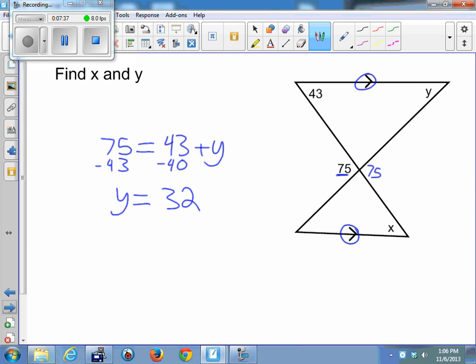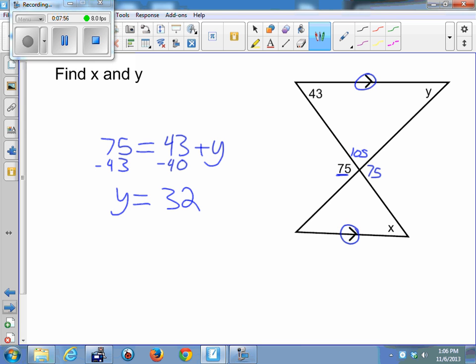All right, but you don't have to do it that way. There are a lot of different ways you can do it. This is 75, so that means this is 105. And then you can do 43 plus 105 is 148. 180 minus 148 is 32.